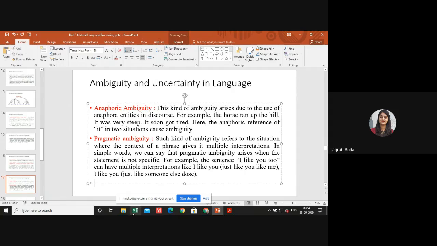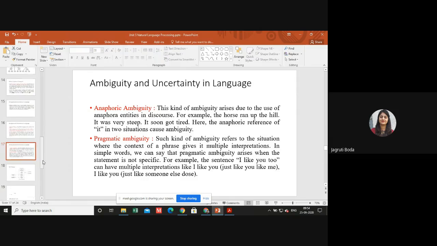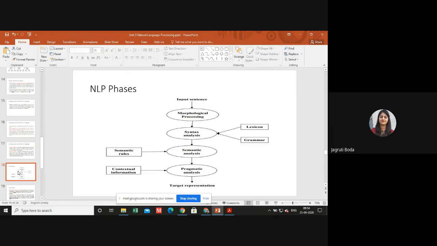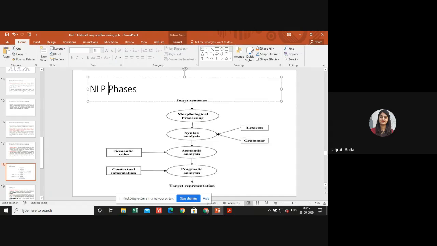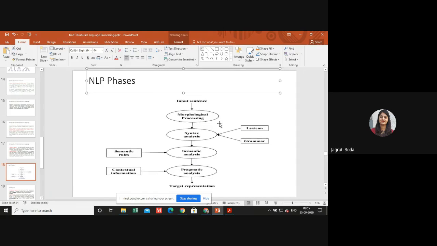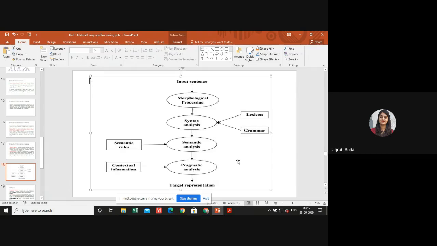Okay. Now we check the NLP phases. So what are the different phases of an NLP? It means you write a sentence or ask a question to an NLP application, and then how, one by one, it interprets it, and what are the phases of your NLP. So first of all, you give the input sentences to the system, right? Then the second phase is morphological processing.